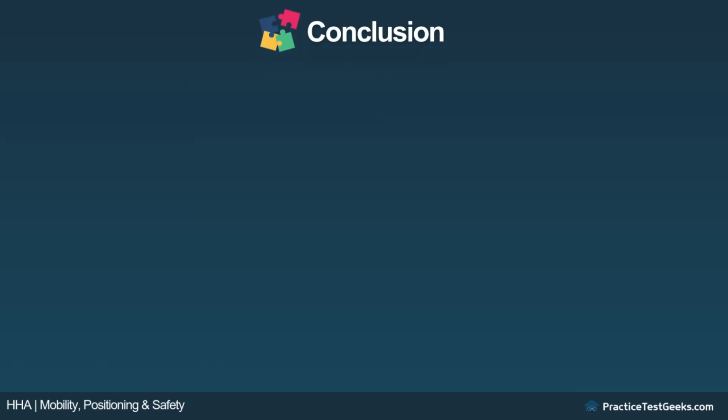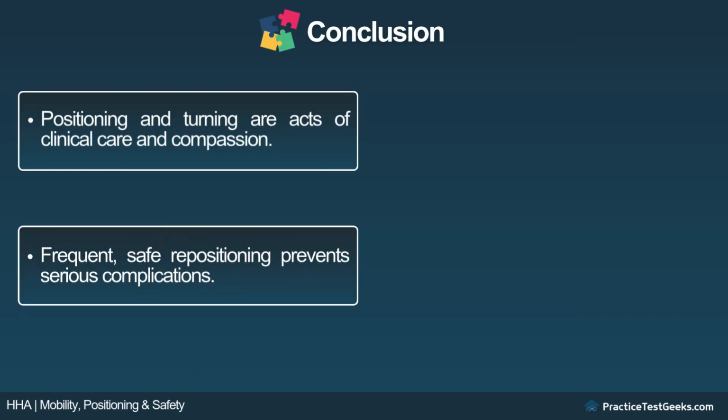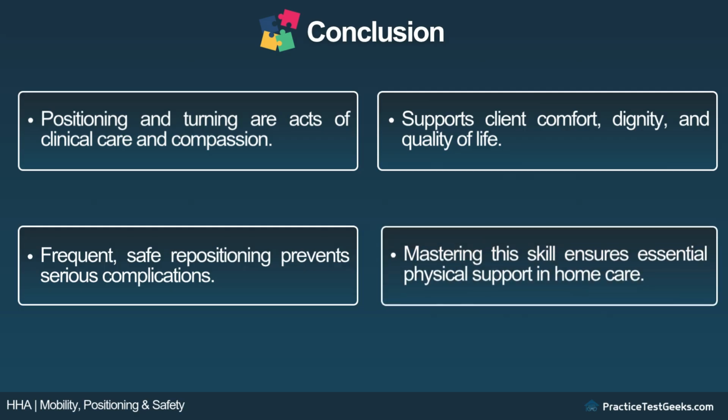This lesson covered the importance of safe, compassionate positioning and turning. Positioning and turning are acts of clinical care and compassion. Frequent, safe repositioning prevents serious complications, supports client comfort, dignity, and quality of life. Mastering this skill ensures essential physical support in home care. Proper repositioning protects health, preserves dignity, and enhances quality of care.